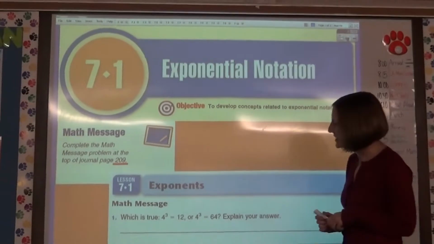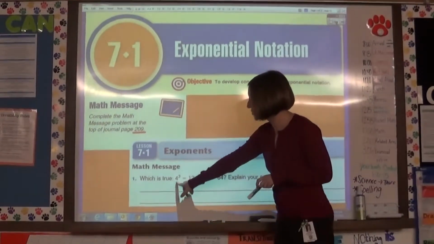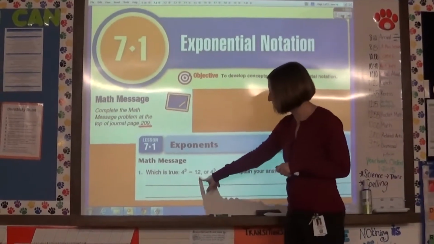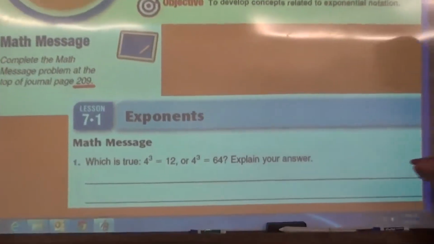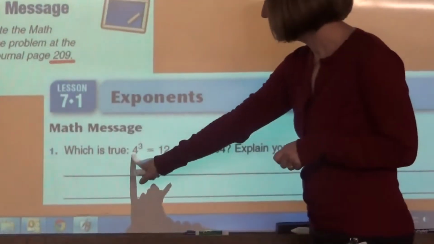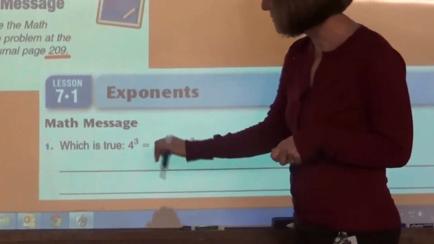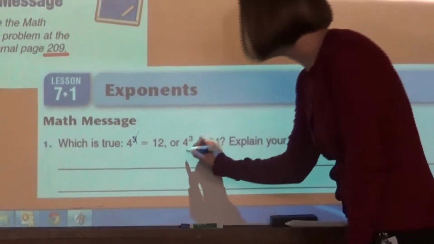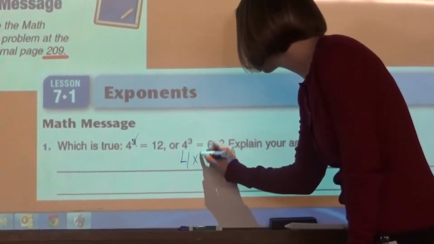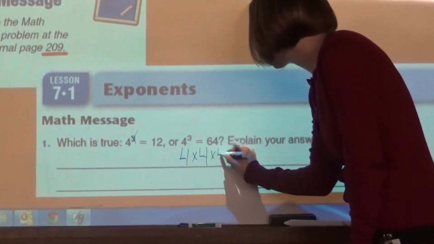And for this, you need to take a look at which of these is true. Is 4 to the third equal to 12, or is 4 to the third equal to 64? So I know that 4 times 3 is 12, but that's not what this exponent means. Remember, 4 to the third means 4 times 4 times 4.